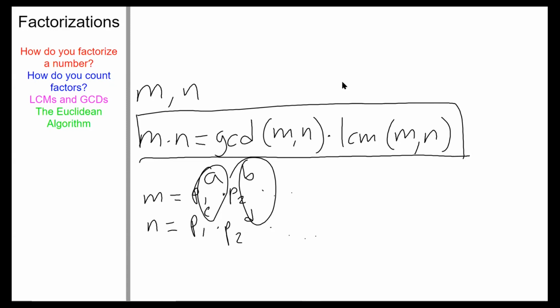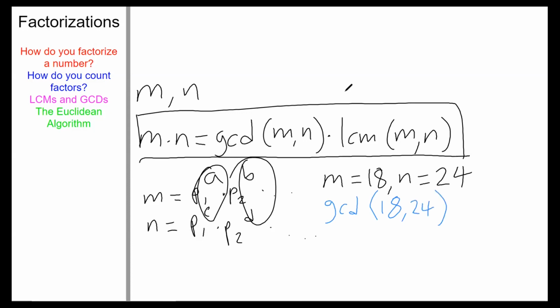Yes, I can give an example. So let's use m equals 18 and n equals 24. Can anybody tell me what the GCD of 18 and 24 is? What is the greatest common divisor that both 18 and 24 have in common?